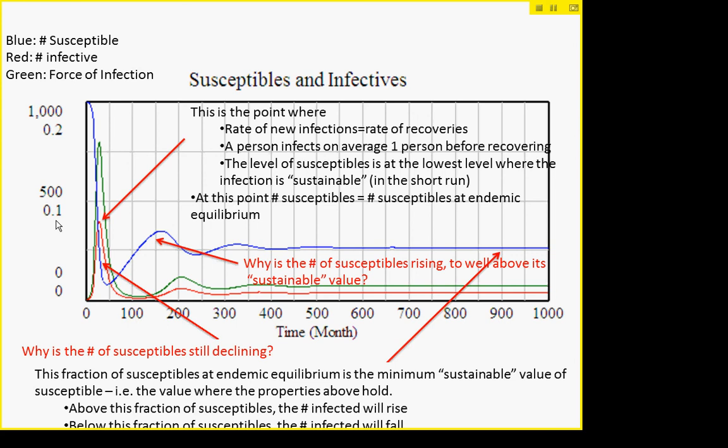Okay, so here we see the number of susceptibles dropping sharply from the initial time, and as it's dropping, the force of infection has been rising, and in fact that's what's causing that drop. The number of infectives is also rising, but then we see the number of infectives come down, and then it rises again, and then comes down and rises again, etc. And the number of susceptibles goes down and then rises. So what is with these oscillations? Why do we see these oscillations?